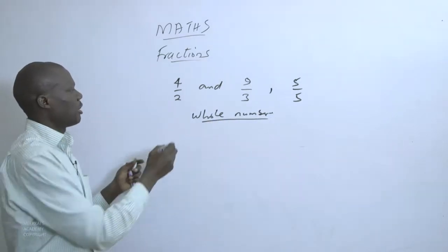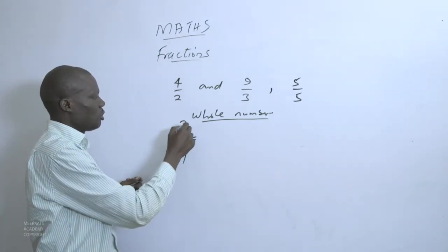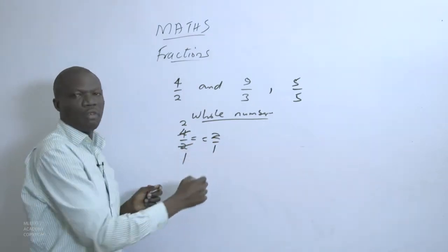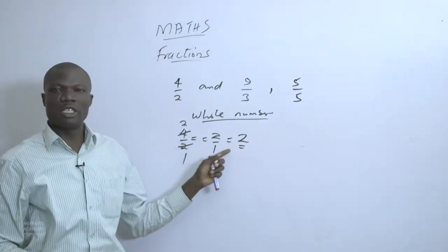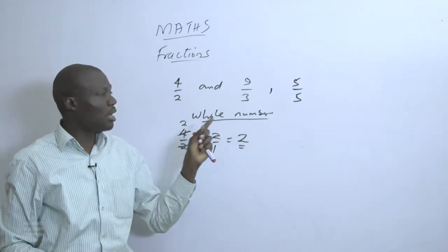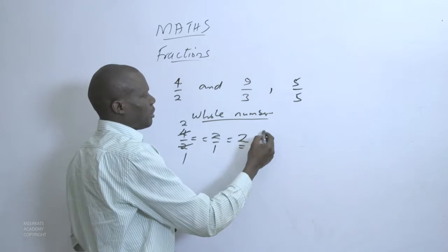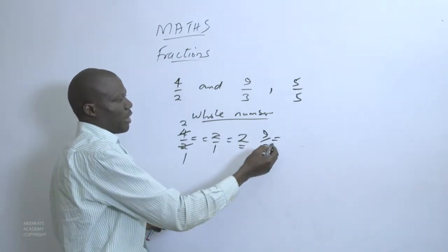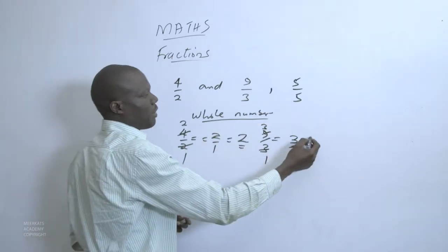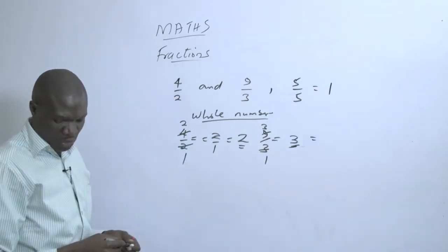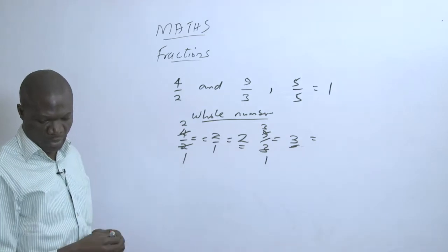So let us look at the first one, 4/2. When simplified by 2, 4 divided by 2 is 2, and 2 divided by 2 is 1. It gives us 2/1, which is the same as 2. So we're saying that 4/2 is the same as 2. So we've been able to represent 4/2 as a whole number, which is 2. For 9/3, when you simplify by 3, 9 divided by 3 is 3. This is the same as 3. And for the last one, 5/5, this is the same as just 1. So we are saying fractions can be represented simply as whole numbers.